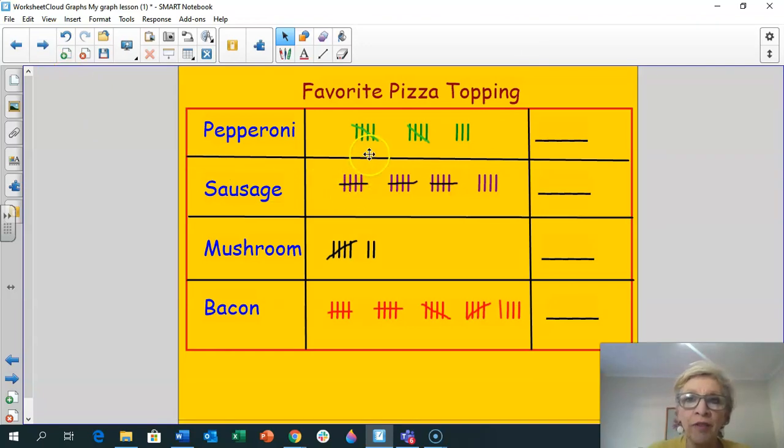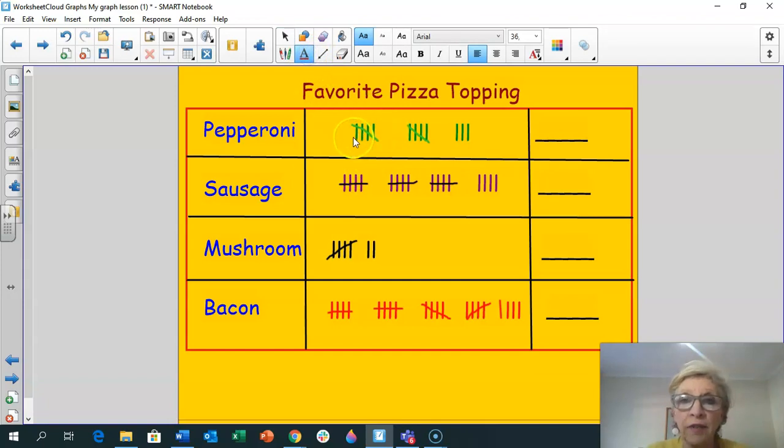Right, here's a pictograph. How many can you count? Well, you know that if it looks like this, we are counting 5, 10, plus 3 is 13. And this one now, we're counting 5, 10, 15, plus 4 is 19. This little mushroom, nobody really liked favorite pizza toppings with mushroom, did they? There are only 7 people like that. And then bacon looks like that was the most favorite. So we're going to go 5, 10, 15, 20. See how nice it is to count in fives. 20 plus 4, which is 24.